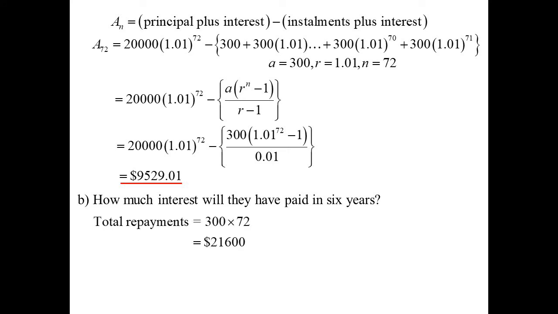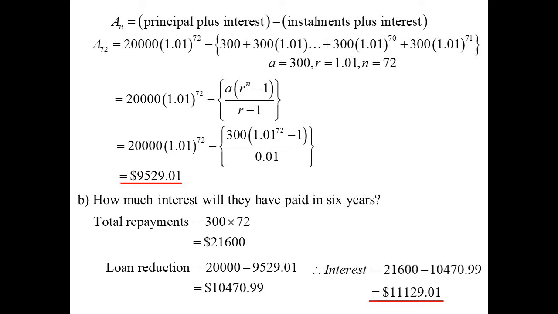So how much interest have they ended up paying in that 6 years? Well, they've made 72 repayments of $300. So they've given the bank $21,600. They've reduced the loan from $20,000 down to $9,529.01. So they've reduced it by $10,470.99. So the interest must be the difference between the two, because they've given the bank $21,600, but the bank has only reduced the loan by $10,470.99. Where's the rest of the money gone? Oh, that must be the interest that you've paid. So they've ended up paying in those 6 years $11,129.01. And you bet that bank will chase you for that 1 cent too.